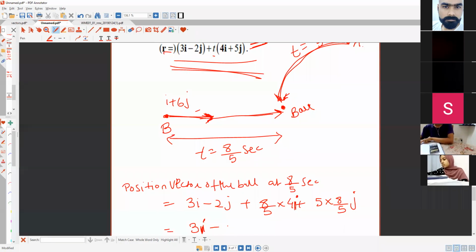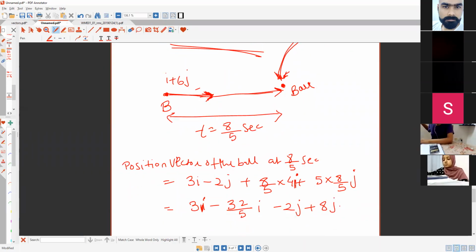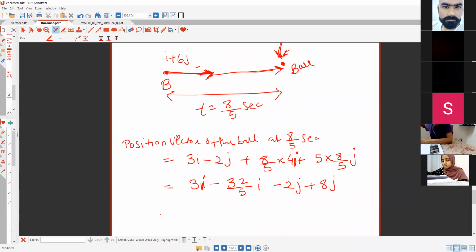Understood? 3i plus 32 by 5i, then minus 2j plus 8j. So you are left with 3 minus 32 by 5. Okay, minus 17 by 5 it is. I'm getting minus 17 by 5. Why am I getting a minus sign here? It should be plus. Plus 17 by 5i, then plus 6j.